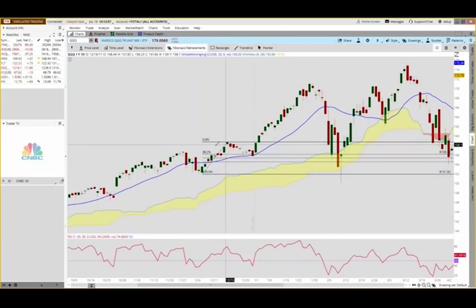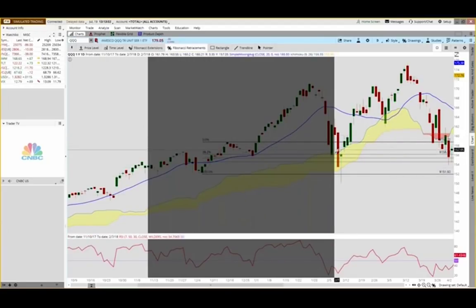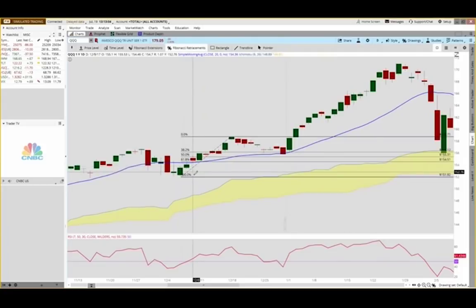Now, remember at the beginning, I had said, I'm going to zoom in a little more here so we can see the numbers. There they are. I told you that I use the 38.2%, the 50%, and the 61.8% levels as a zone. So I'm going to color that in for you. Now, each one of those levels is a level of support and resistance, but I like to look at it as a zone.